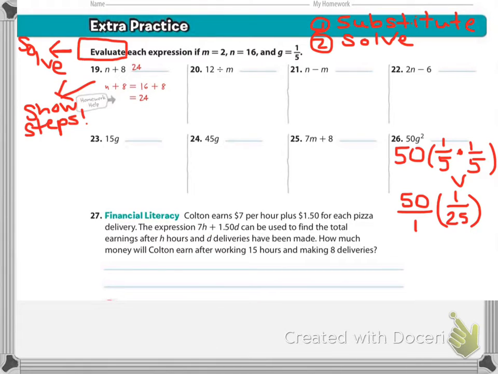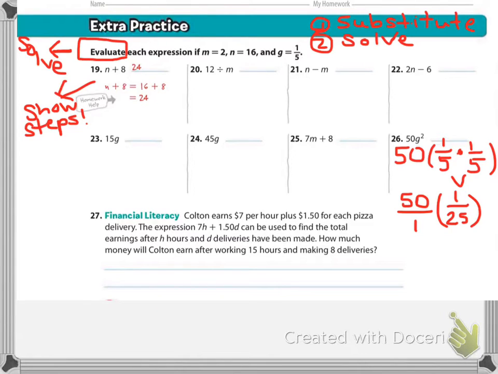Okay, I wanted to come back and show you 26, and before I finished it, I'll show you my last step here. Notice that I substituted 1/5 for the value of g, and since it's g squared, or g to the second power, I'm going to be substituting 1/5 times 1/5, and I need to do the parentheses first according to PEMDAS. So 1/5 times 1/5 is 1/25.